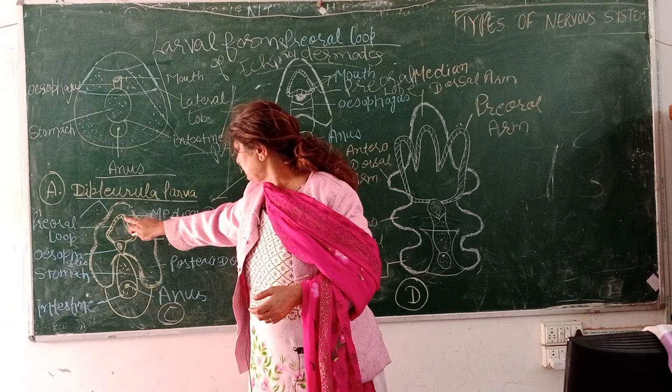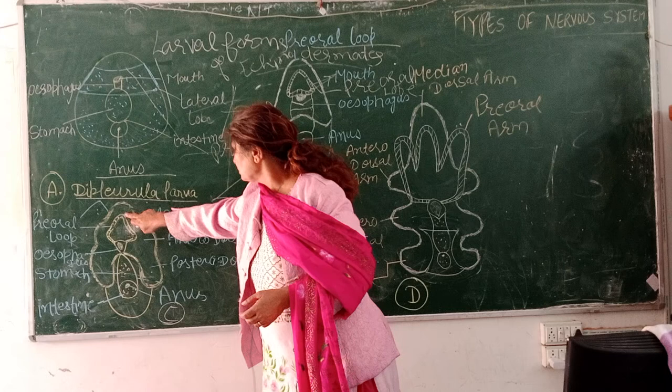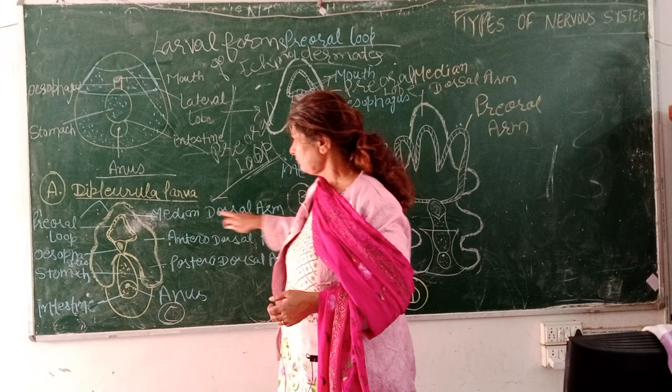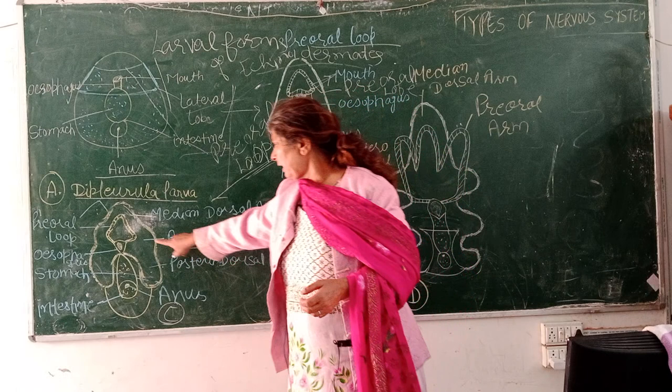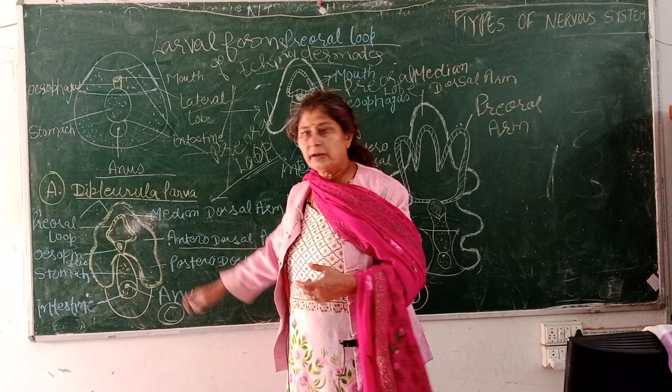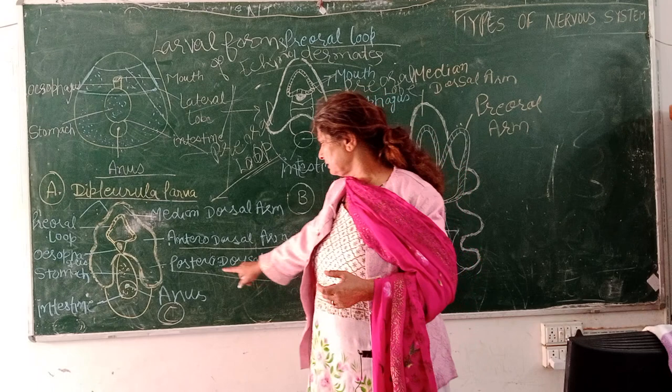Let us also write it down. Preoral loop, and then the median dorsal arm. Next is the anterior dorsal arm, on the anterior side, the dorsal one. This is toward the posterior side, and this is called the posterior dorsal arm.